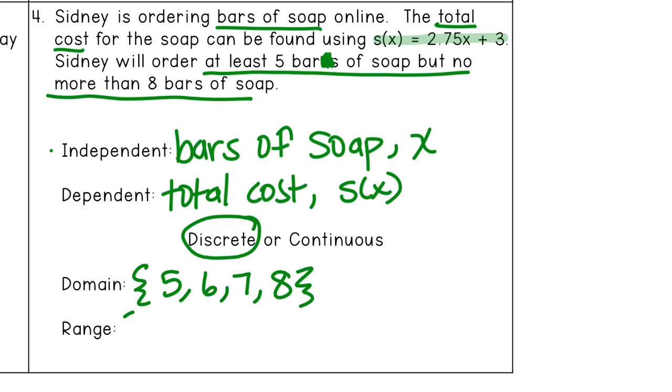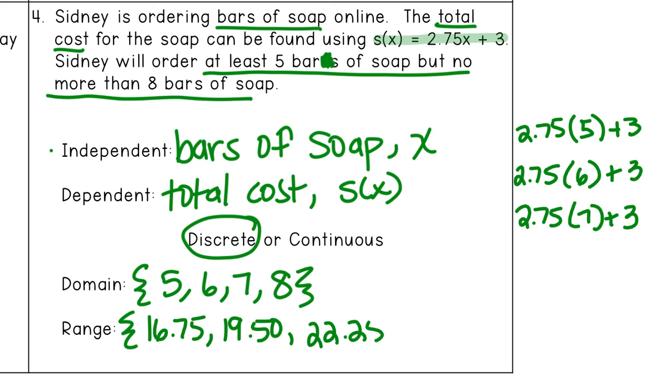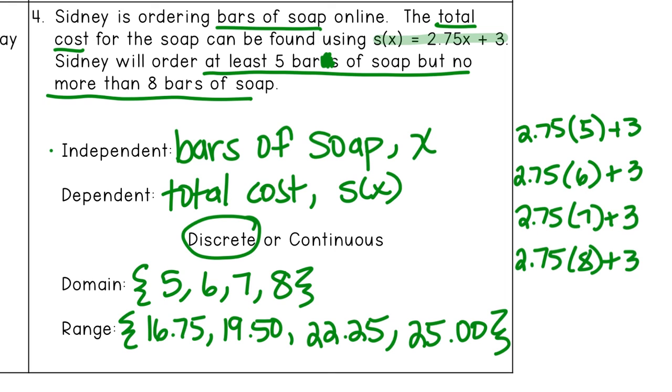Then for the range, we need to know how much it's going to cost when she buys each of these numbers. If she were to buy 5 bars of soap, we're using this equation up here. 2.75, plug in your 5, and then plus 3. When I do that, I get $16.75. Then go to the next one. 2.75, plug in 6, and then plus 3. That gives me $19.50. The next one, if I plug in 7, gives me $22.25. And then lastly, if I plug in 8, that will give me exactly $25. So that's the domain and range of that situation.